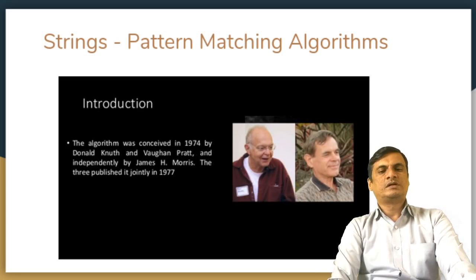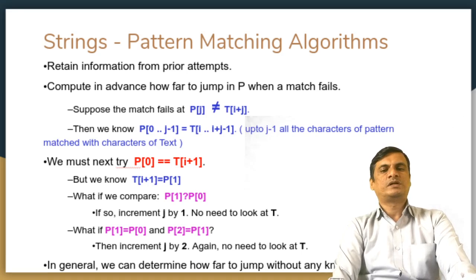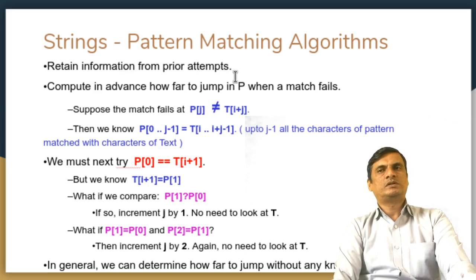KMP algorithm. This algorithm was conceived in 1974 by Donald Knuth and Pratt, and independently by Morris. That is why in combination this algorithm is popularly known as the KMP algorithm. How the string pattern matching algorithm is going to work is based on these steps. Here we need to retain information from previous or prior attempts. There needs to be some way to understand that some part of the string is already matched. So we need to skip those comparisons. By that we can avoid some number of comparisons, and by that we reduce the time complexity.